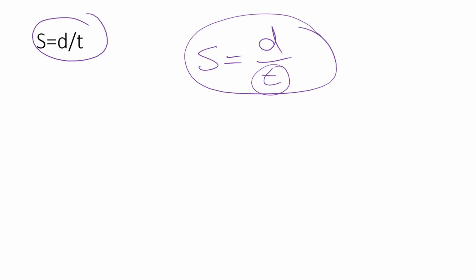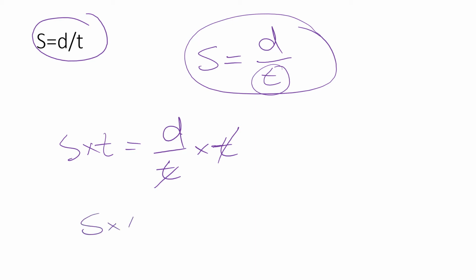To cancel out this t on this side, we need to multiply by t on both sides. So see our times t here, you'll notice that they cancel out. Whatever you do to the right, you need to do to the left. So I get speed times time equals distance.